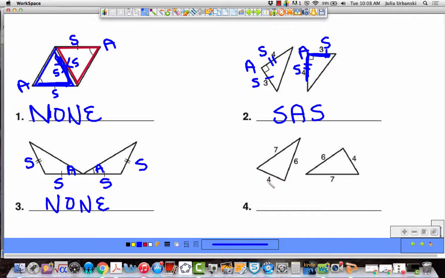Number 4. Do you see this side equals this side? What other sides do you see that match? The 6's match. What else do you see? Good. And which one would that be? S, S, S.